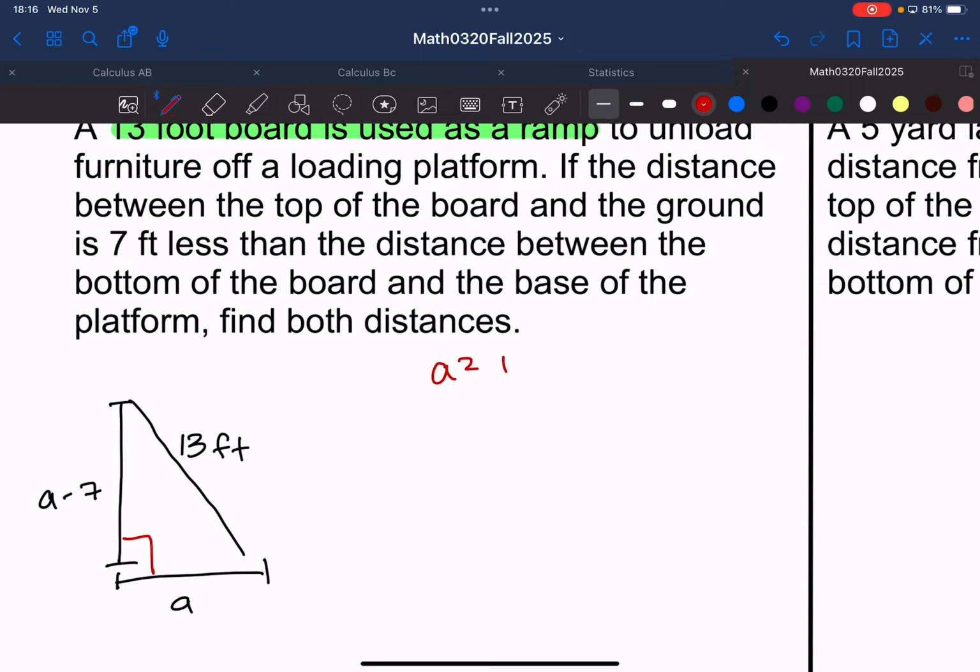So A squared plus B squared equals C squared. And if it helps you, you can say, yes, this is B, but I don't want you to write B equals and end up putting it into our equation by accident. Okay, so A squared plus B squared, B is A minus 7 squared. So B was A minus 7, and then I squared the whole thing, is equal to 13 squared.